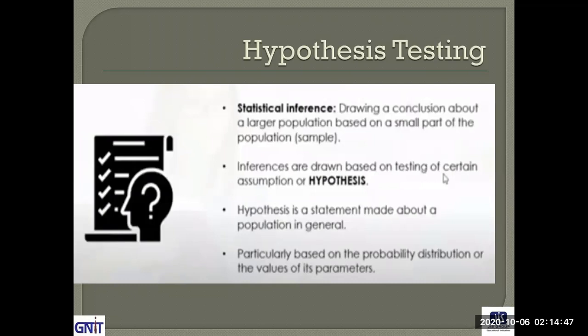In our last class, we studied that we have two types of statistics. One is descriptive statistics and another one is inferential statistics. Statistical inference means drawing a conclusion about a larger population based on a small part of the population. That means what is going to happen in the near future, you can collect the data by taking a sample from the population. Population is the bulk.